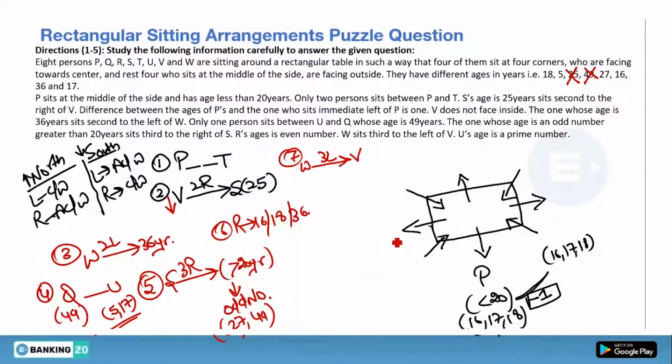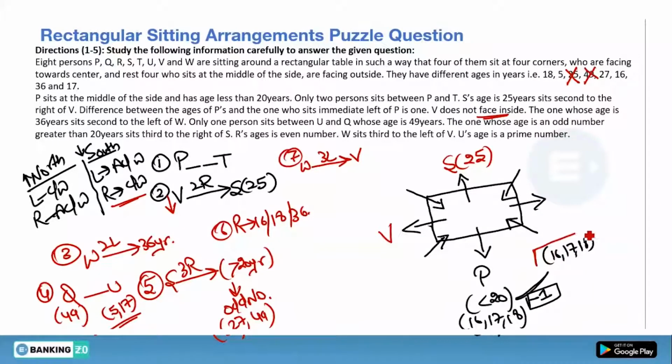So let us assume V is here, because V is facing outside, it is given to us. If V is facing outside, right will be clockwise. Outside means south, so S will be here. S's age is 25. S is also facing outside. S's connected hint is hint number 5. From S, third right will be the person who is greater than 20 years and his age must be an odd number. S is facing outside, right will be clockwise. So 1, 2 and 3.